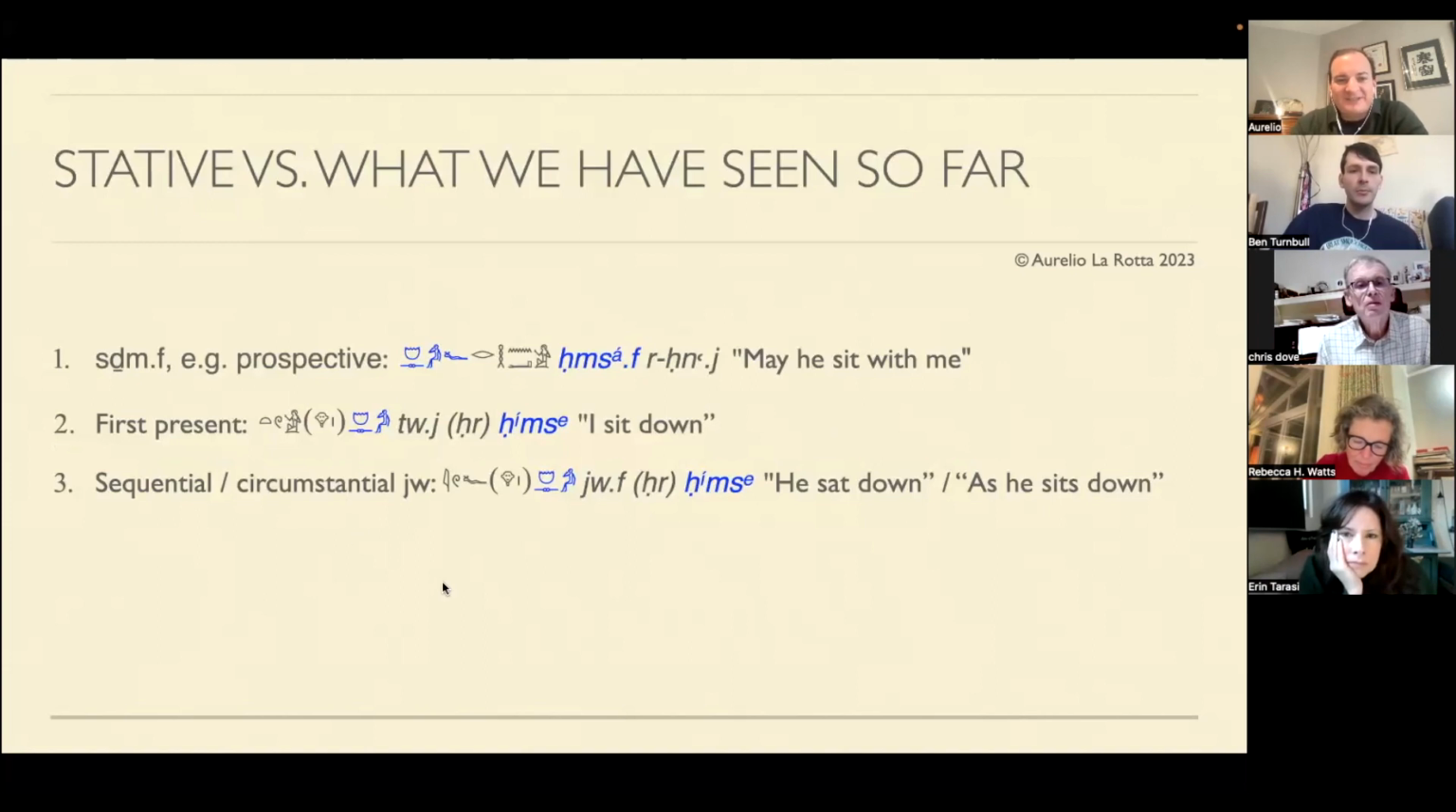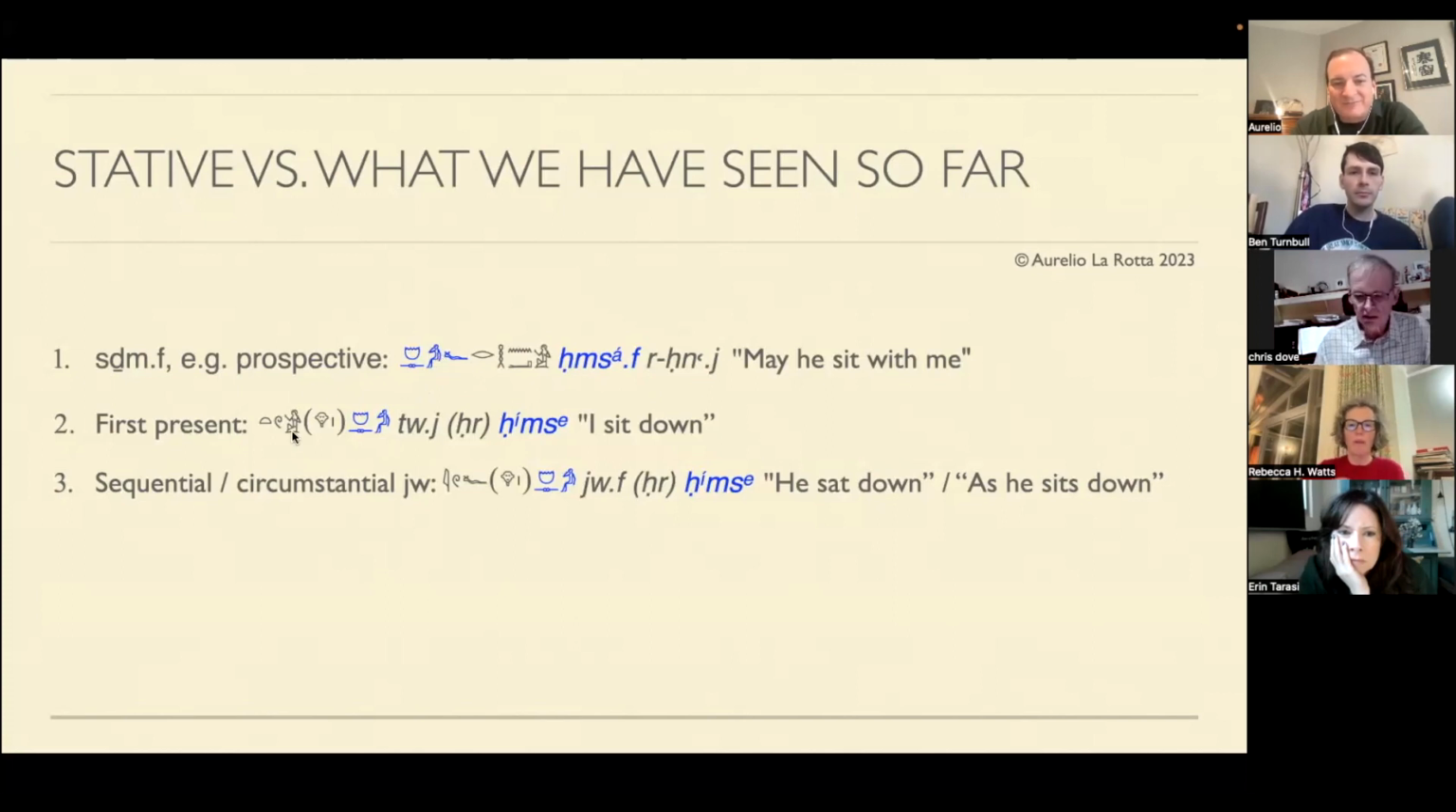Quick recap of what we had so far. In terms of verbal forms, we've seen the sedjem-f in two types, the past tense, or for example, the prospective. So something like himsaf erchinai, may he sit with me, together with me. Normally there would be a D in front to make that he does something. So that's a sedjem-f form. The subject comes after the verb. In this case, it's a suffix pronoun.